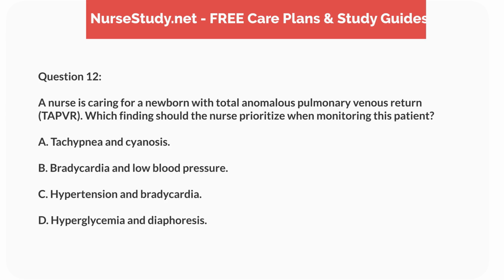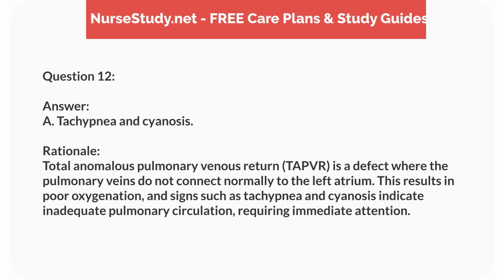Question 12. A nurse is caring for a newborn with total anomalous pulmonary venous return. Which findings should the nurse prioritize when monitoring this patient? A. Tachypnea and cyanosis. B. Bradycardia and low blood pressure. C. Hypertension and bradycardia. D. Hyperglycemia and diaphoresis. Answer: A.